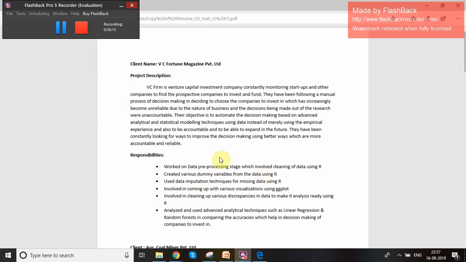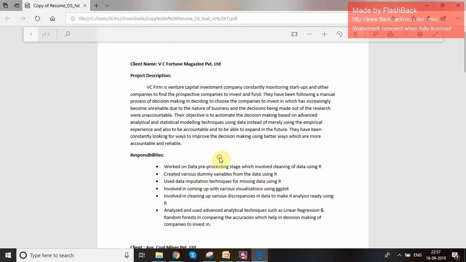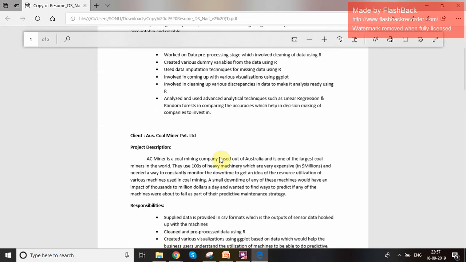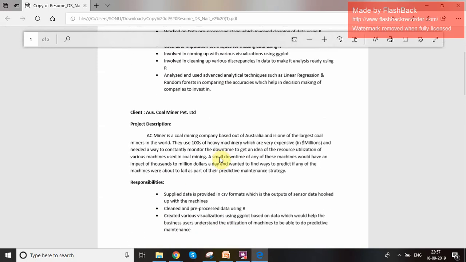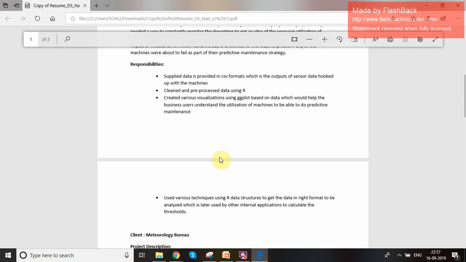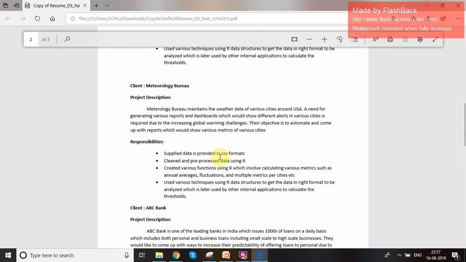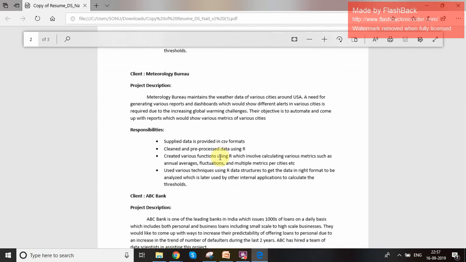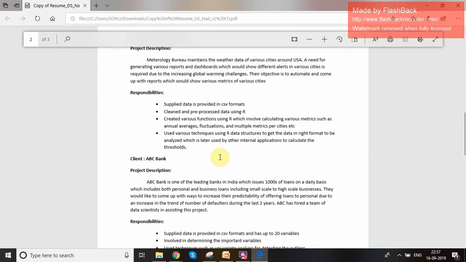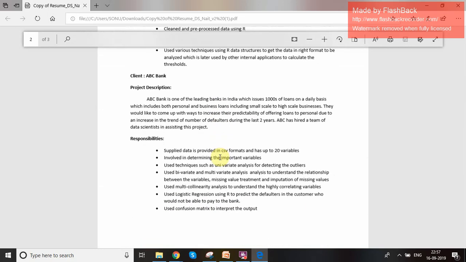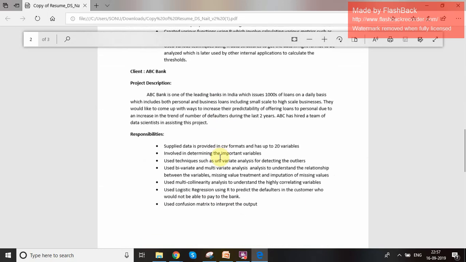And they also mentioned another client they worked for, Australian Coal Miners Private Limited, what exactly the project is and what his responsibility was, and also the Meteorology Bureau, what exactly the situation was and what he had to do. In the bank description, what exactly the loan was and what the variable responsibilities were.